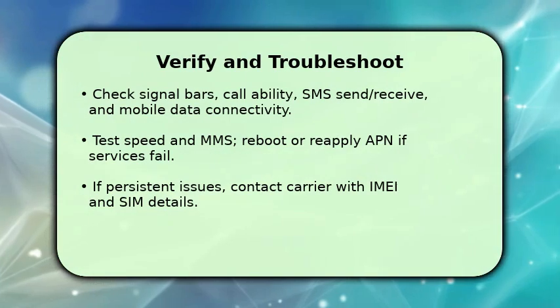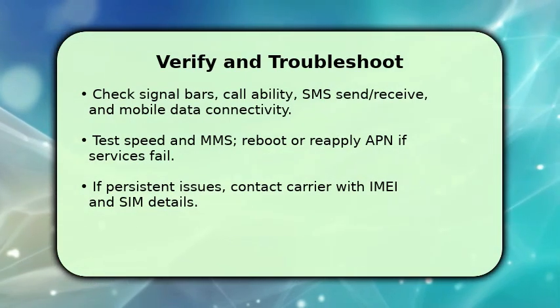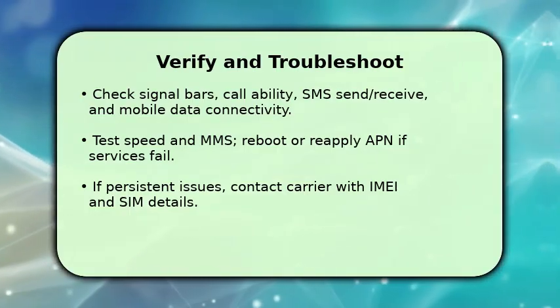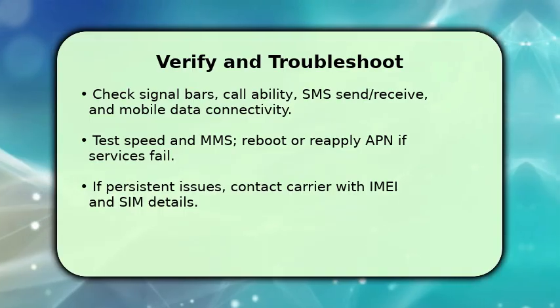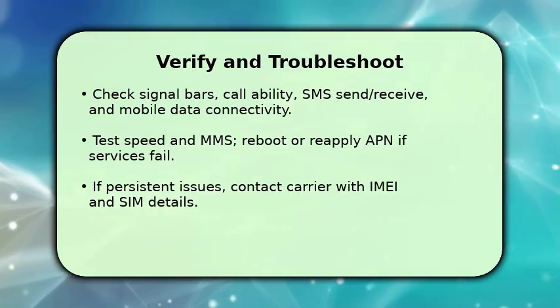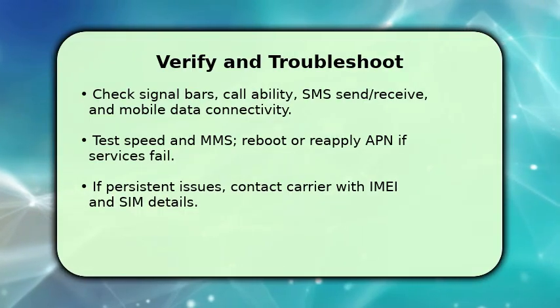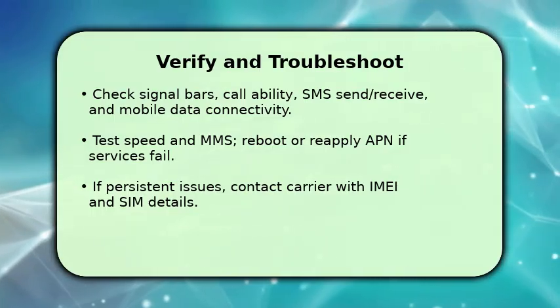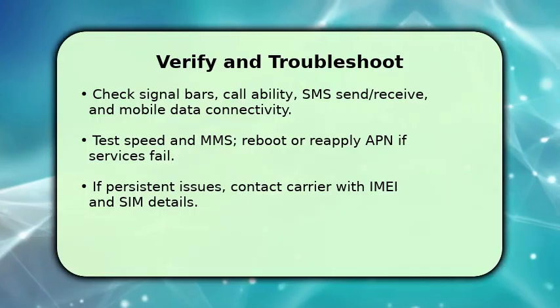Finish by verifying voice, SMS, and data. Make a call, send an SMS, and load a web page to confirm connectivity. Data may require a few seconds to register. If something fails, recheck APN entries for typos and reboot the phone. Sometimes deleting and recreating the APN resolves hidden errors.